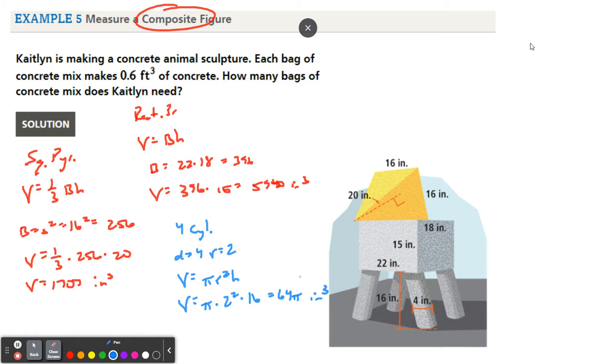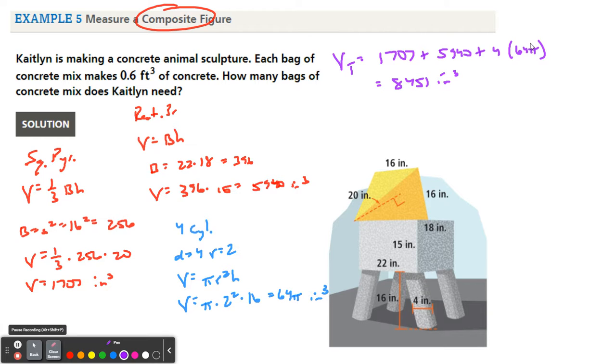And again, I'm not going to round until the very end. So now here's what we need to do, right? We need to find the total volume. So to find the total volume, we're going to add 1707 plus 5940 plus 4 times 64 pi. So this is going to be our answer in inches cubed. So we get 8451 inches cubed. And again, I rounded here. I don't think I'll be too far off.